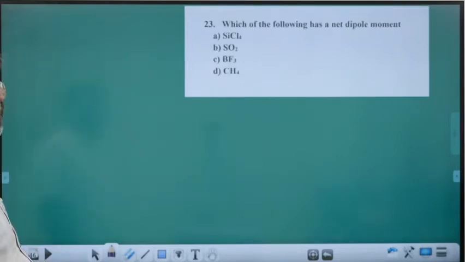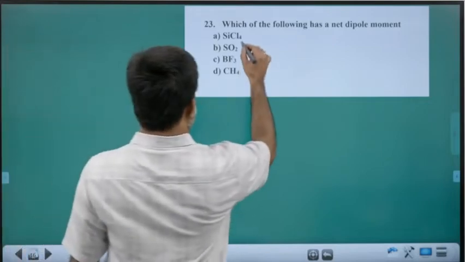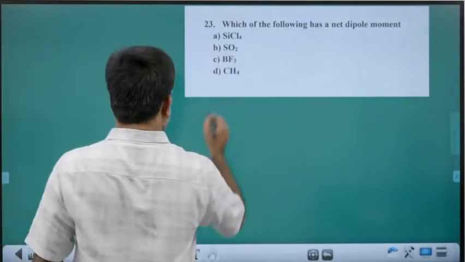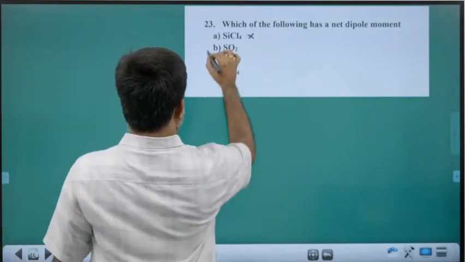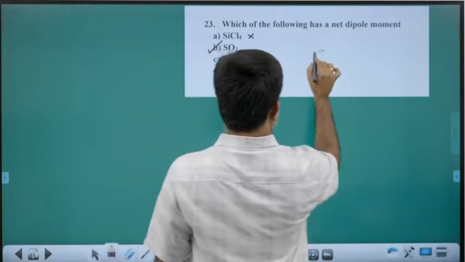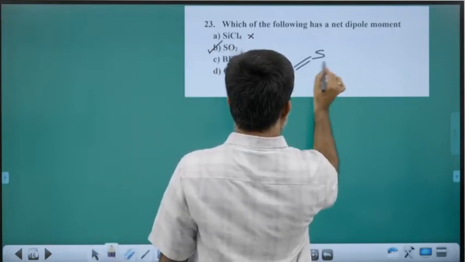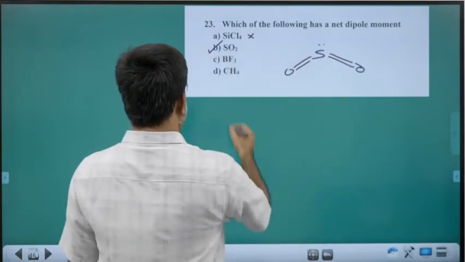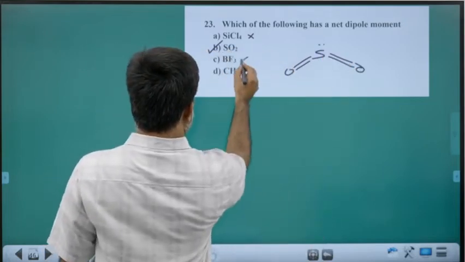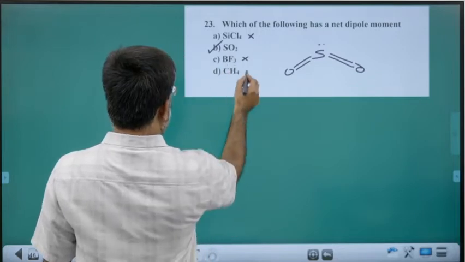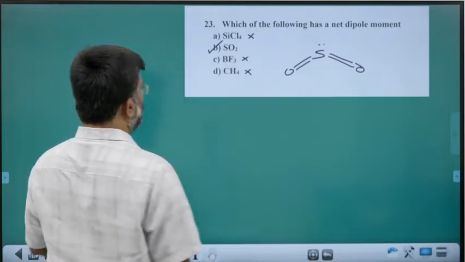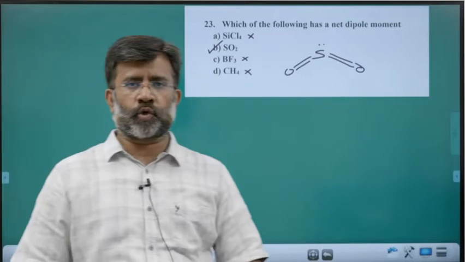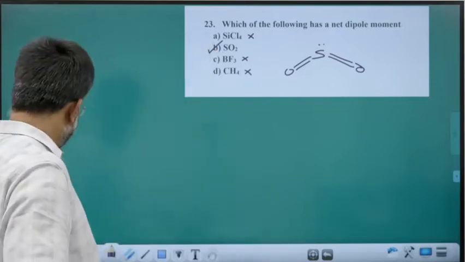Which has a net dipole moment? This is a tetrahedral symmetric molecule, no net dipole moment. SO2 is the answer. SO2 is bent in shape, and that has a net dipole moment. Here, this does not have a net dipole moment, it is planar. This is tetrahedral, no net dipole moment. Answer is SO2. Next.